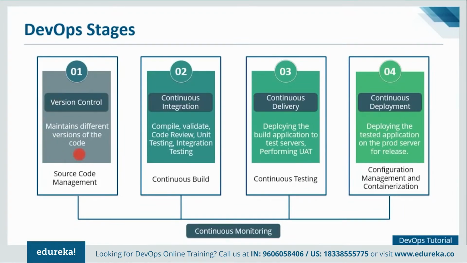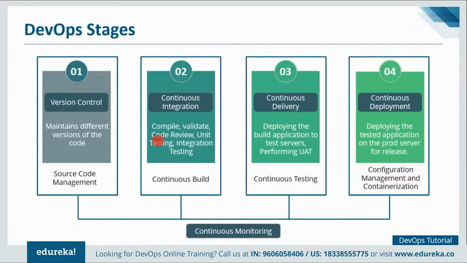These tools maintain different versions of the code. So even if I want to revert back to the previous commit, I can go ahead and do that. I can check out the previous version of the code as well. That is basically what source code management or version control is. Then comes continuous integration. Continuous integration tools like Jenkins continuously build your application. When I say build, it includes compile, validate, code review, unit testing, integration testing, and even packaging your application. That comes under continuous integration, continuously building your application.